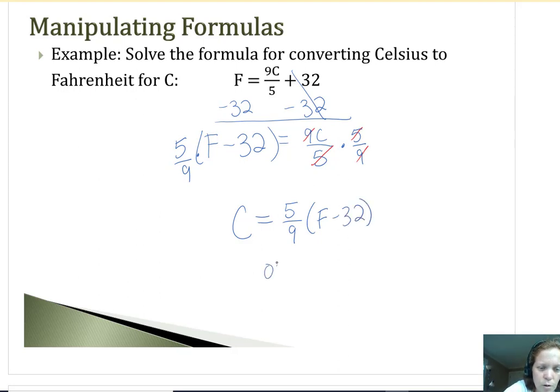Sometimes we might see it as well, the parenthesis on top, all over 9. But that would be the same thing, because if F minus 32 is just on the normal line, you could always put it over 1 and it's on top. But C is alone, so that formula is solved for.